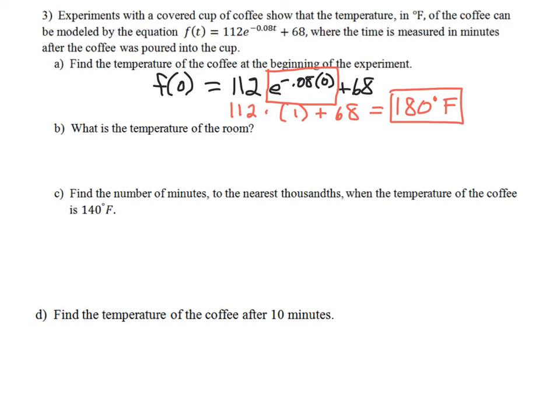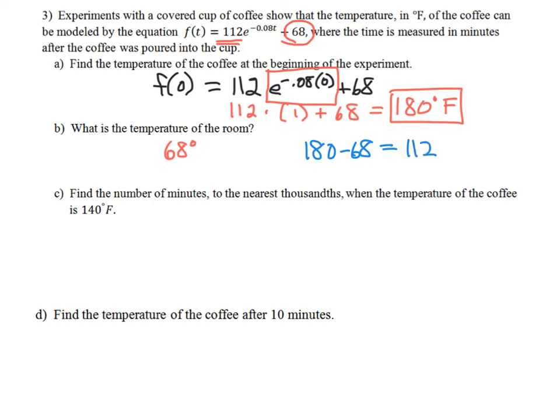Now if I look at the equation, it's easy to see that the temperature of the room must be this number right here, that's 68 degrees. It also makes sense because 112 represents the difference between the temperature of the coffee to begin with and the temperature of the surroundings. So if I were to do 180 minus 68, that's where that number 112 came from in my equation.